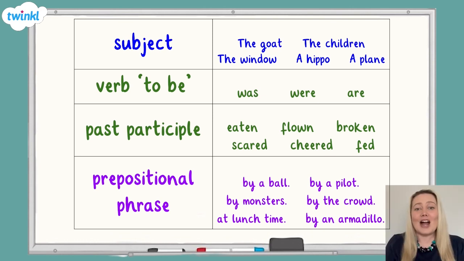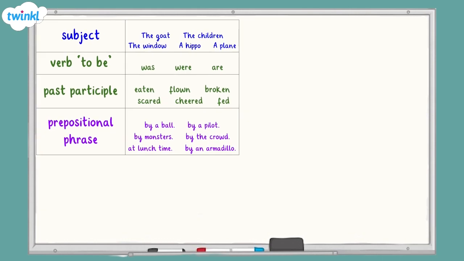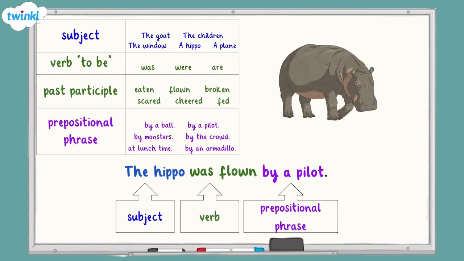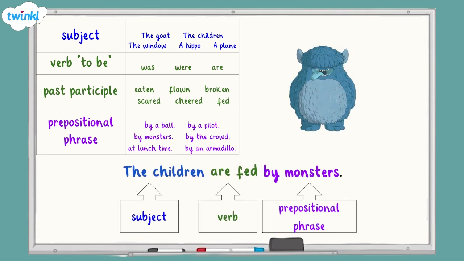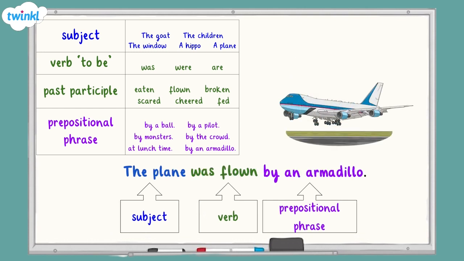Well done! Why not try reading your passive sentence aloud? You could have had, the hippo was flown by a pilot. The children are fed by monsters. The plane was flown by an armadillo. Or you may have had a completely different sentence. All of these sentences are written in the passive voice.